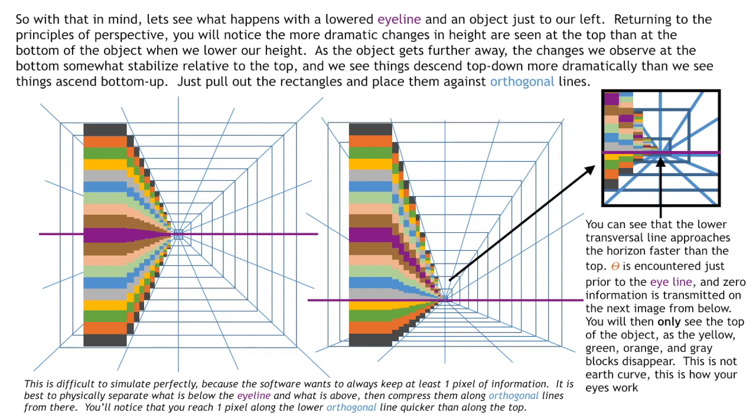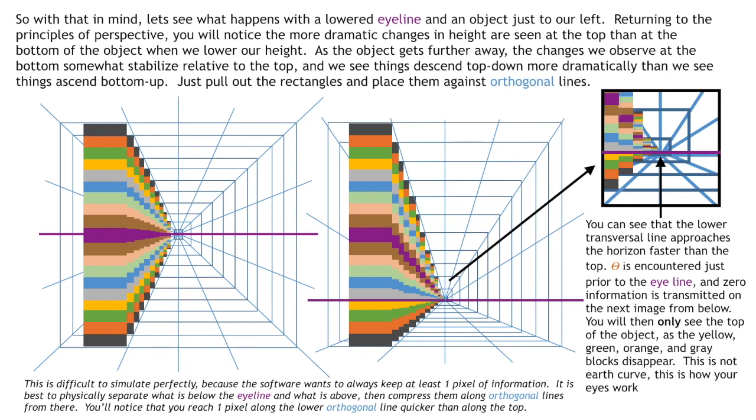Again, this is not the curvature phenomenon, a physical curvature phenomenon. This is how your eyes work. One note also: this is difficult to simulate perfectly because the software wants to always keep at least 1 pixel when you start to shrink things down.